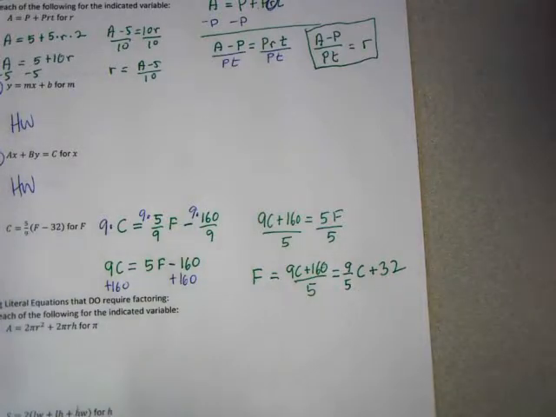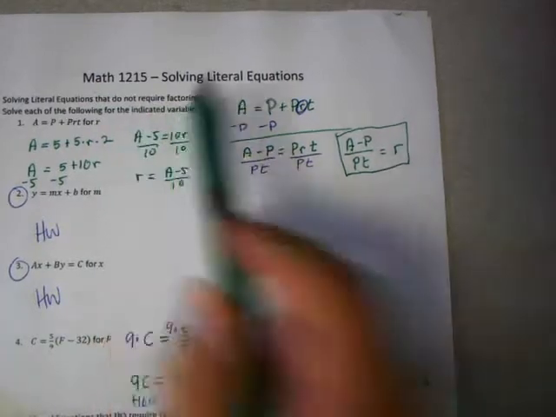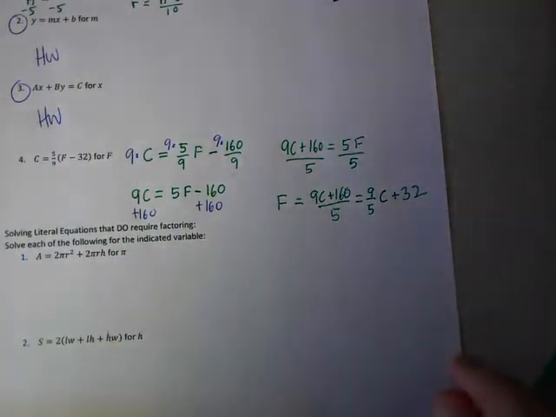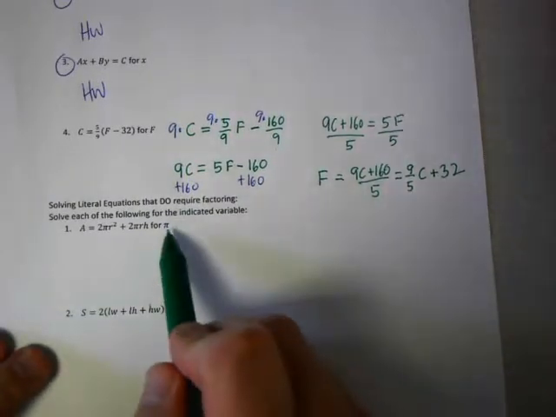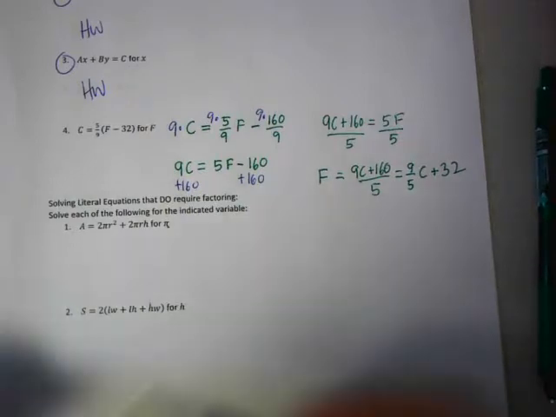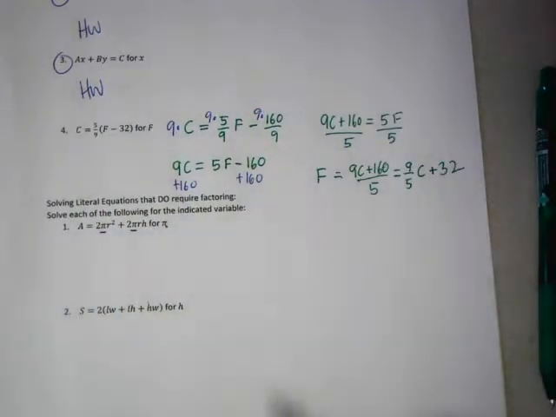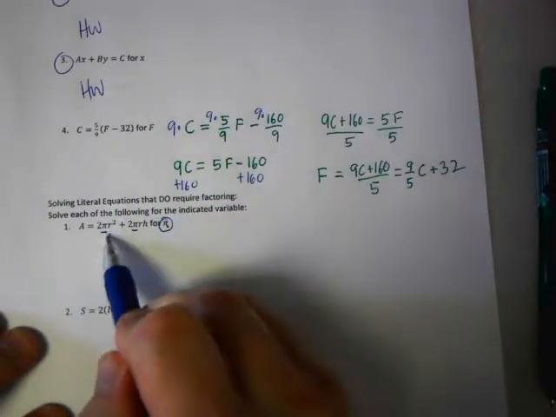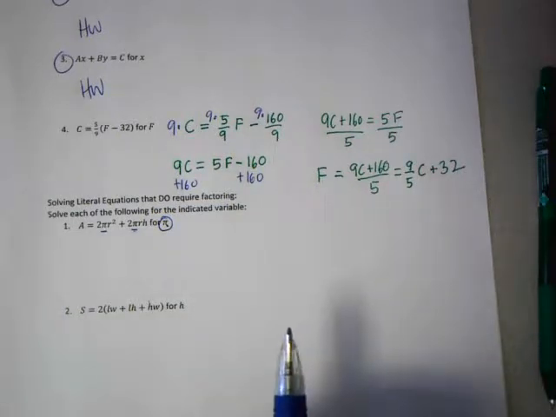Okay, so those were basic ones, and those are ones that do not require factoring. Now let's look at ones that do require factoring. The big difference is when you look at your formula, and it says I'm trying to solve for pi, and I see 2 pi's right there and right there. If you're trying to solve for a variable and you see 2 of them, that tells you you're going to have to use factoring.